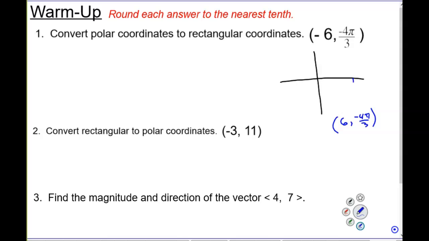If I go negative, that's telling me to go clockwise, and then 4π/3, every third is a π/3. So here's 1π/3, 2π/3, 3π/3, and then this would be 4π/3, but it's in the negative direction, so we're going clockwise. So this would be the location if we had a +6.